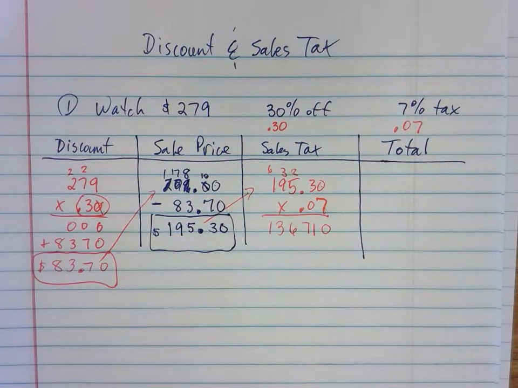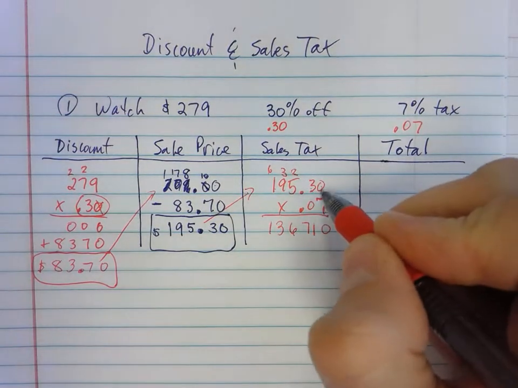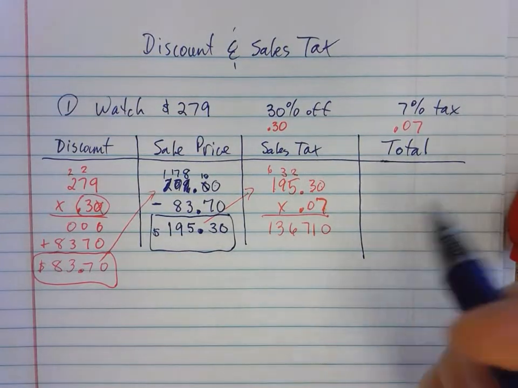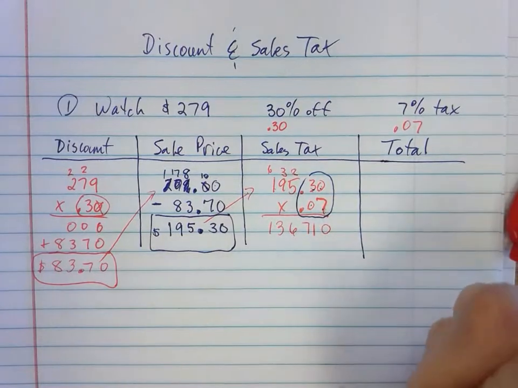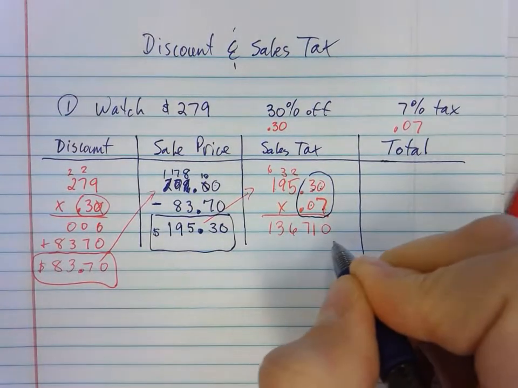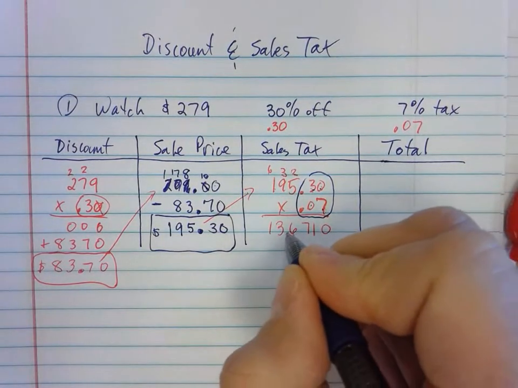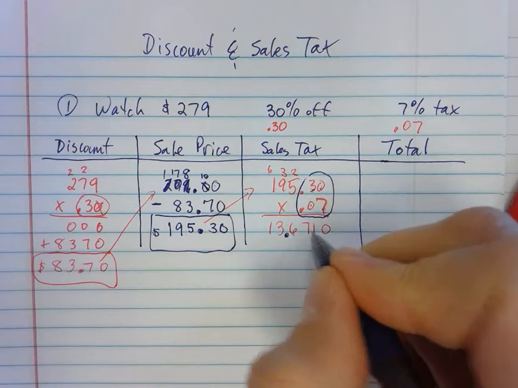Now pay attention to this, because here's where people mess this whole thing up. In the sales tax column right here, we have 1, 2, 3, 4 numbers. Do you see this right here? I'm going to circle it. We have got 4 numbers after the decimal. That means we got to move it over. 1, 2, 3, 4. All right, we've got 4 numbers after the decimal.